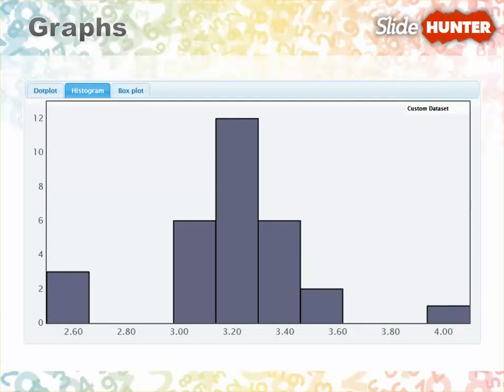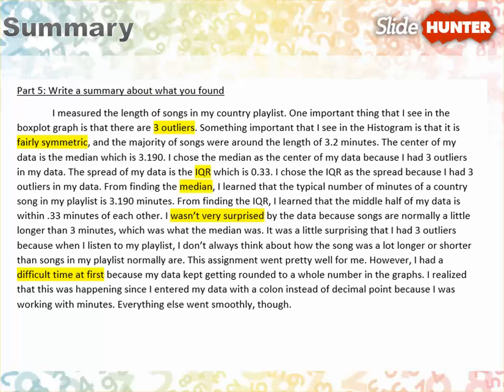You need to do two graphs. Again, if you did them in the Lock5Stat website, you're noticing that you can flip between different graphs in this tab here at the top. One of them needs to be a box plot. Students often do box plot and histogram, but it's your choice. And then a key part is to write the summary.